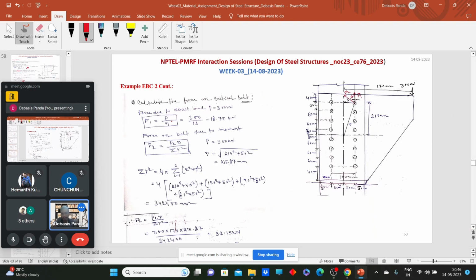So here F1 is the direct load, P upon N. We have a direct load of 300, and we have 16 number of bolts, 8 on this side, 8 on this side. So, 16. Now calculate the F2 forces.